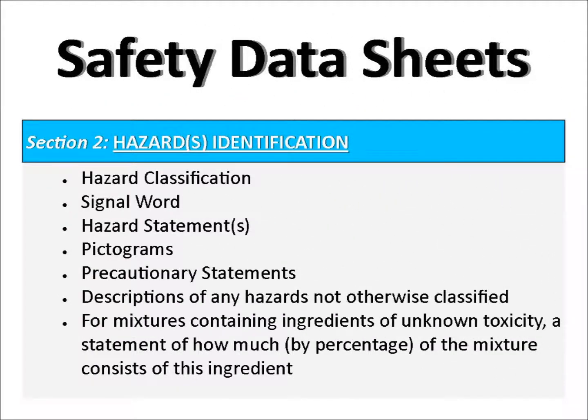Section 2, Hazards Identification. These are all hazards regarding the chemical and the required label elements, such as hazard classification, signal word, hazard statements, pictograms, precautionary statements, descriptions of any hazards not otherwise classified, and for mixtures containing ingredients of unknown toxicity, a statement of how much of the mixture consists of this ingredient.